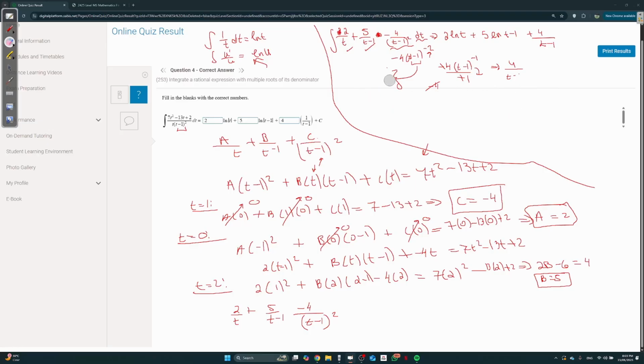In case you forgot how to integrate, and why is my software lagging. Anyway, ignore that. What you need is what I did here. T minus 1, take it up, becomes negative 2. Everyone knows how to integrate this at this point. And obviously you can't forget your constant. So this is your integral. Let's see, can we simplify anything? No. 2 ln t plus 5 ln t minus 1 plus 4 over t minus 1, plus c.